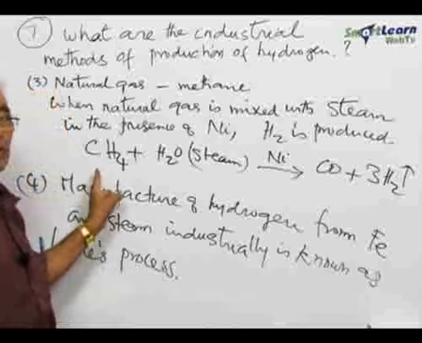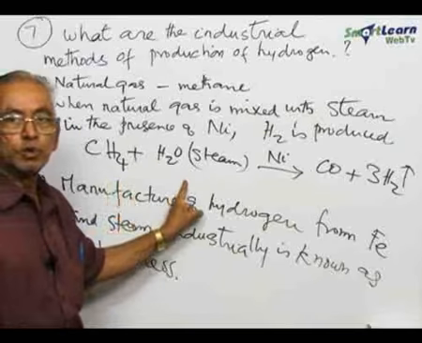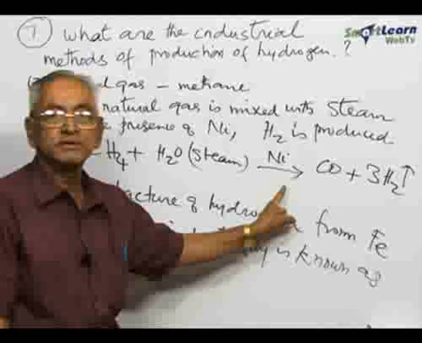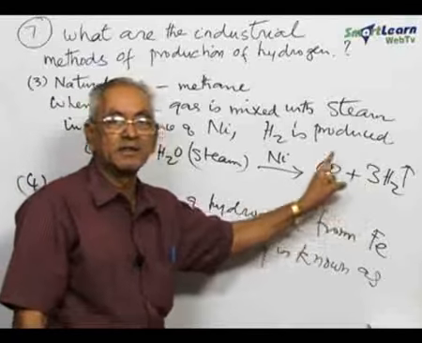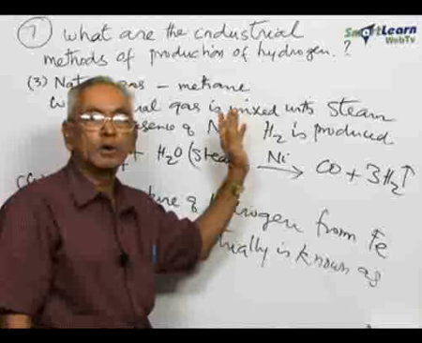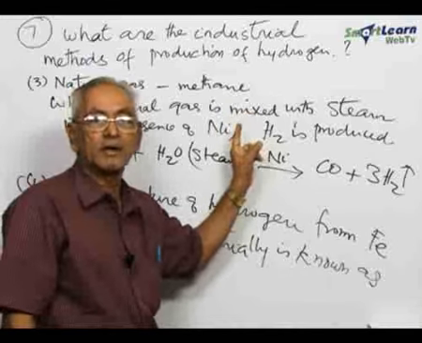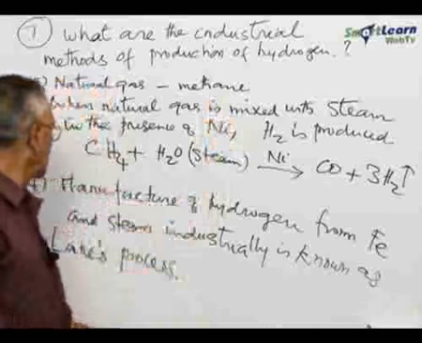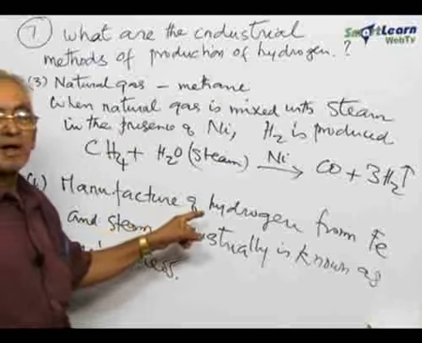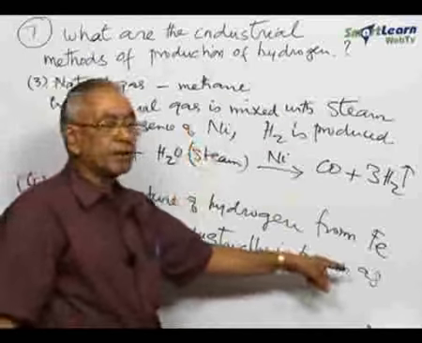Now this is the equation for that: CH4 plus H2O in the form of steam, in the presence of nickel as a catalyst, gives carbon monoxide, liberating hydrogen. This is one of the important sources of hydrogen, available from the natural gas from the petroleum source, which is from methane.